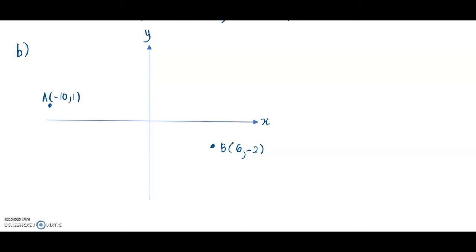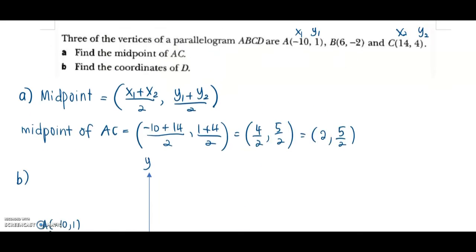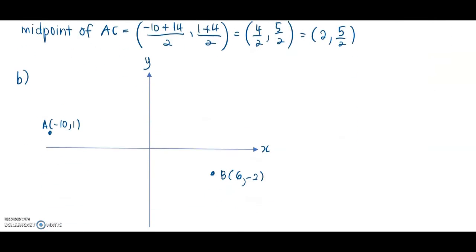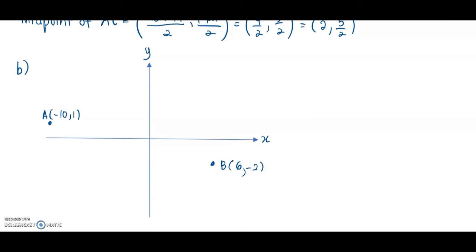And then C is (14, 4). Okay, 14, then 4. So here is C, (14, 4). And then we'll connect these dots using lines. Let's connect all these points.